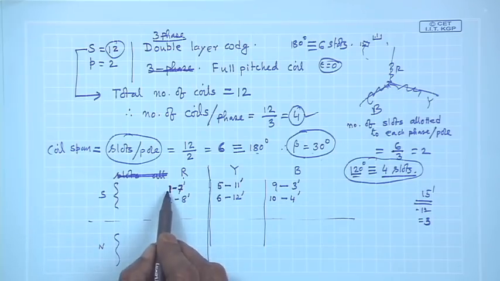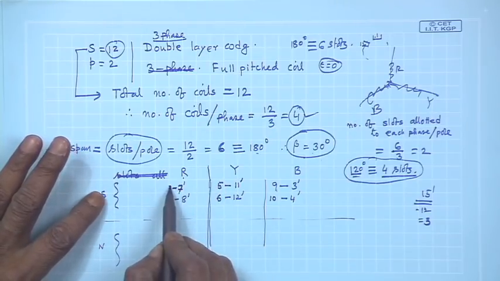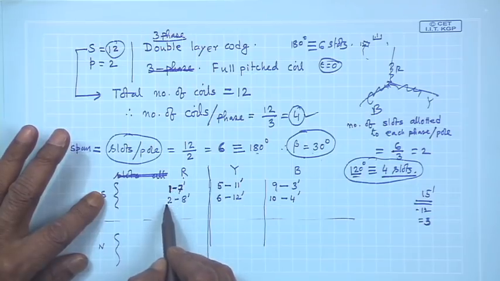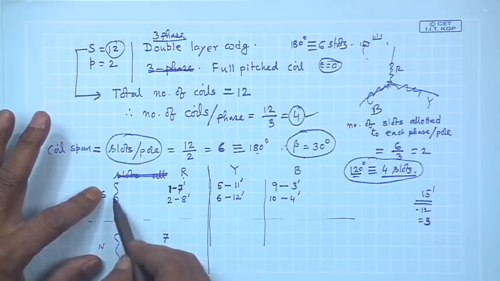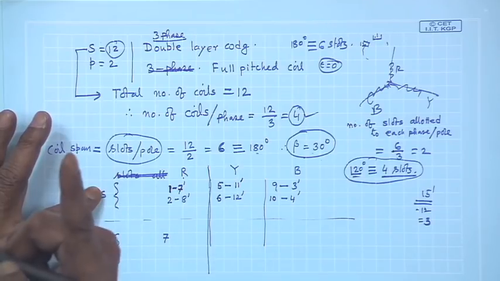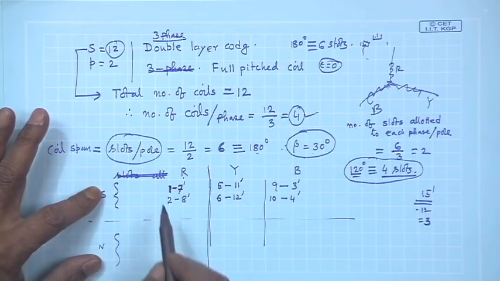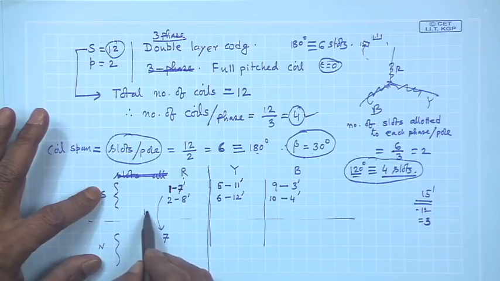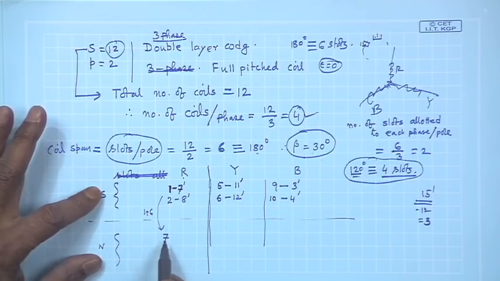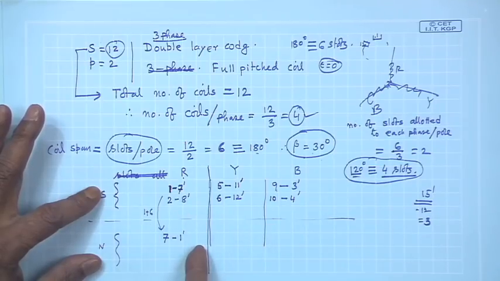How do I get this? You have started, assuming it is under south pole 1, and adjacent to that 2 8 dashed, then the next pole, whatever you have, will be separated from this pole by 180 degrees, which means 6 slots. Therefore, the other 2 coils must begin from 1 plus 6, 7. And once you get this number, no looking back. The coil is full pitch, so it should be 13 dashed, but 13 dashed is not there, it should be 1 dashed, subtract 12 from 13. And allot 2 consecutive coils to the phase, and then it should be 8 2 dashed, like that.